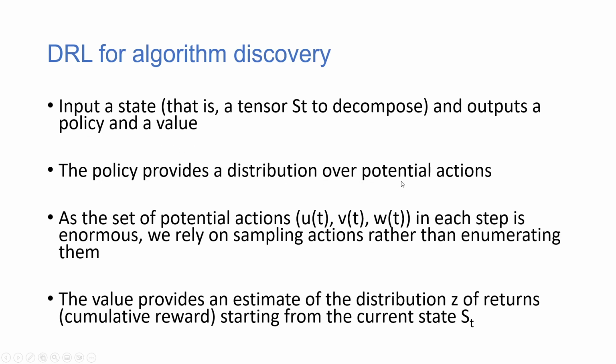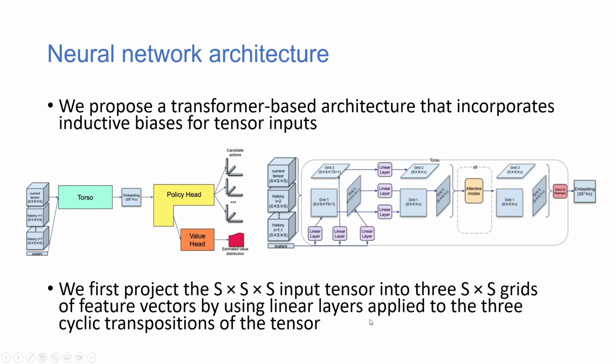The policy is the action, and the value is the expected cumulative reward. The policy provides a distribution over potential actions, and the space is huge, so they rely on sampling using this Monte Carlo tree search based on the results of the network. At that point you also encourage exploration, using, as mentioned before, the number of times actions have been taken. And the value provides an estimate of the distribution of returns, the cumulative reward for the current state.